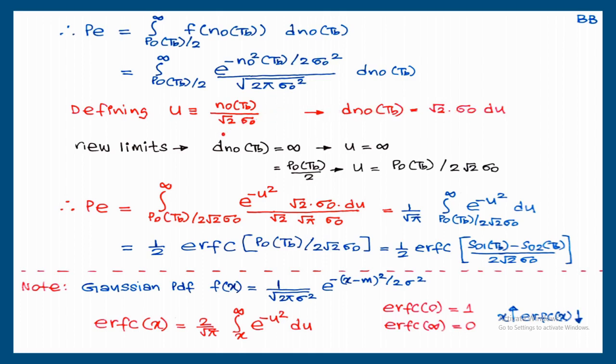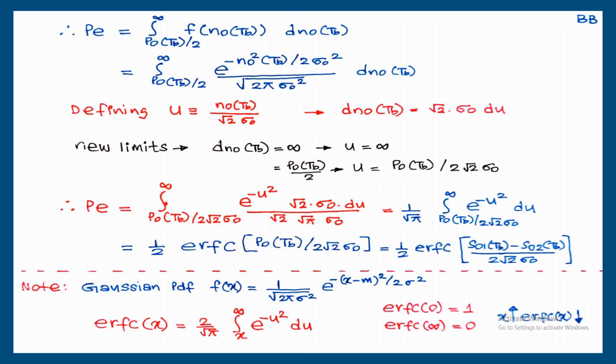Again, once you change the variable, the new limits should be determined. For n0(tb) equal to infinity, substitute it, and u is also infinity. The next limit is n0(tb) equal to p0(tb) by 2. Substitute that p0(tb) by 2 here, divided by root 2 sigma 0. So u will be p0(tb) upon 2 into root 2 sigma 0. So we got the new limits for the variable u.